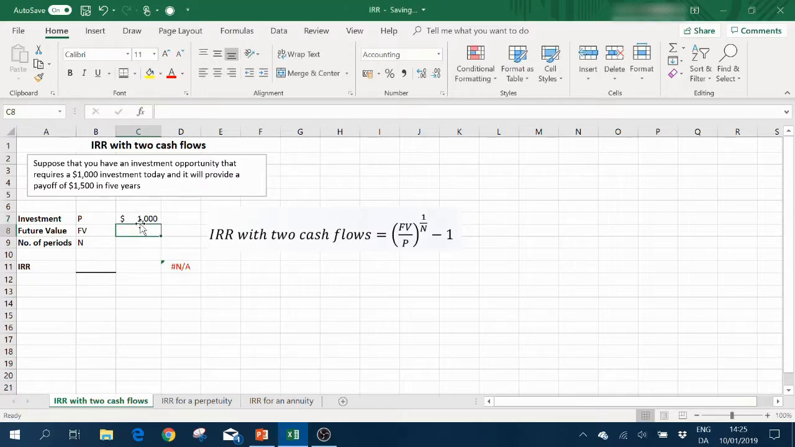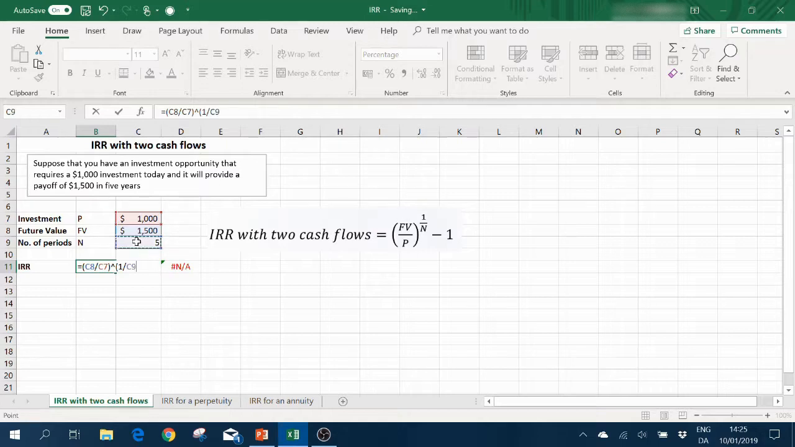The future value was $1,500. And how many periods did we have? We have 5. So we simply calculate the internal rate of return using the formula right here, the same one from the PowerPoint. So we use the equal sign, open the parentheses, we take our future value divided by our investment, close the parentheses, to the power of a new parenthesis, 1 divided by number of periods 5, we close it again, and we minus by 1.